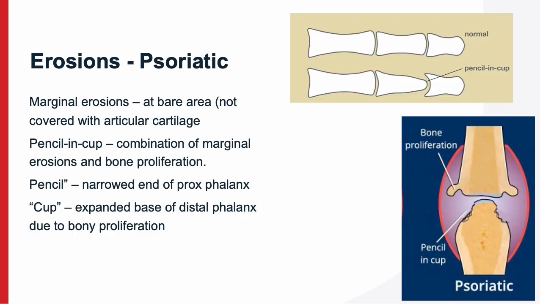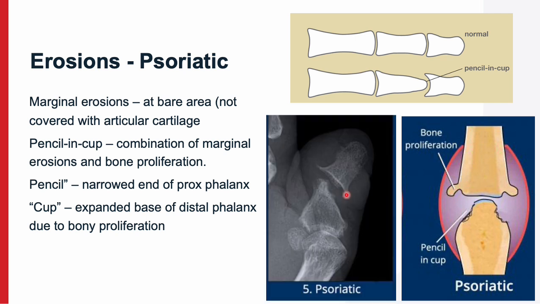And the next one is psoriatic arthritis. So marginal erosions occur again at that bare area not covered with articular cartilage. These erosions can be so marked that they can whittle away the bone, and you get this narrowed or pointed bone said to look like a pencil. It doesn't really look anything like a pencil, but that's the characteristic description. The adjacent articular surface often has bone proliferation, and that forms a cup. So here we can see the cup formed at the base of the distal phalanx with this whittling away and this deformity or pencil shape of the proximal phalanx.